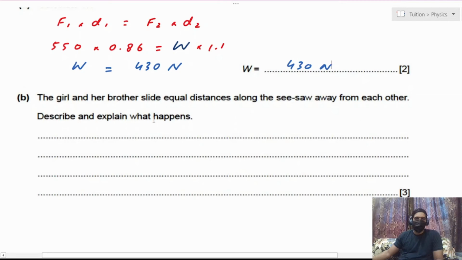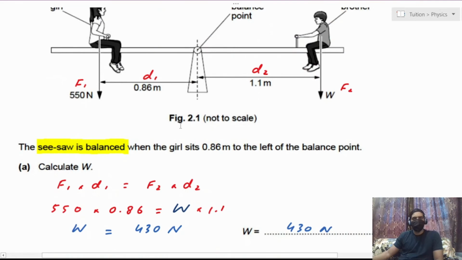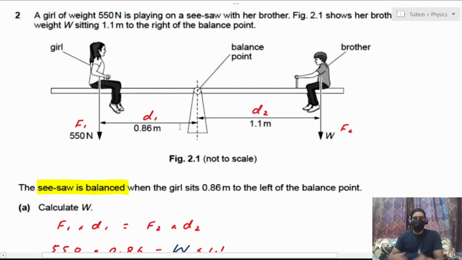Anyway, the next part is: the girl and her brother slide equal distances along the seesaw away from each other. Describe and explain what happened. So they moved an equal distance away from each other, and obviously the system would be unbalanced because their weights are not equal. The seesaw would be tilted more towards the girl's side because her weight is already greater than the weight of her brother.